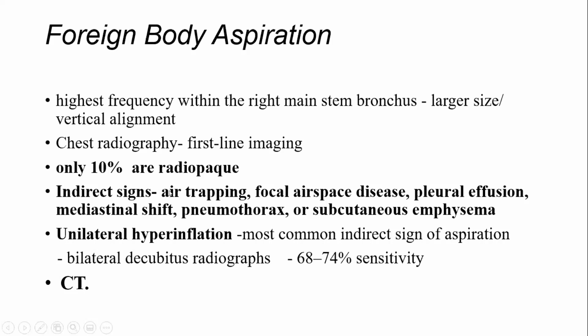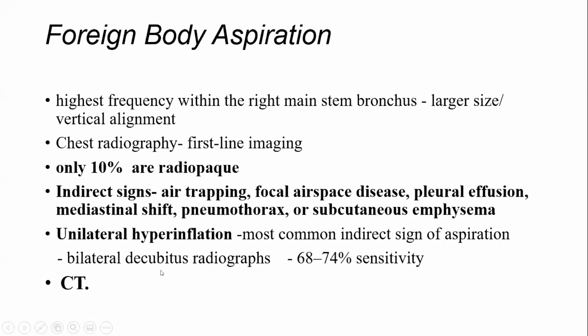But there are other indirect signs such as localized air trapping, focal consolidations, pleural effusions, mediastinal shift. If there is a collapse caused by the foreign body in the bronchus, you will see the mediastinal shift to the same side. Or if there's air trapping, the mediastinal shift will be to the other side. If it is complicated, you may see pneumothorax or subcutaneous emphysema also.